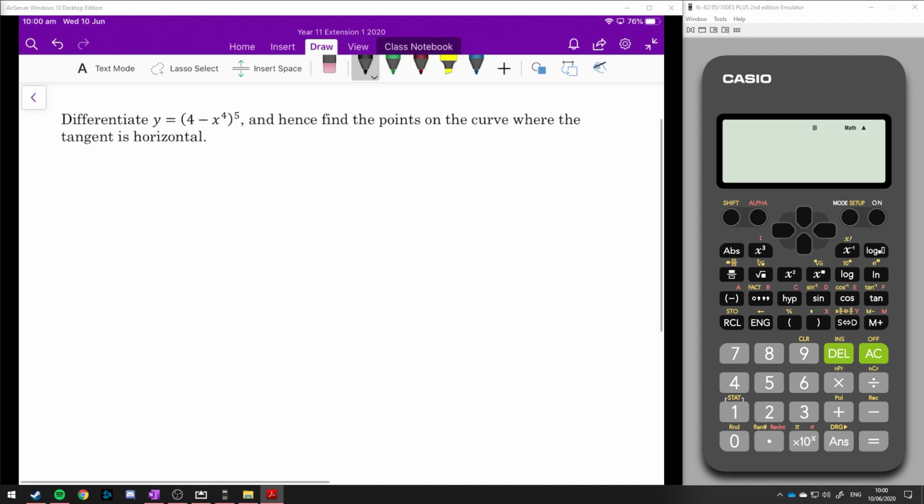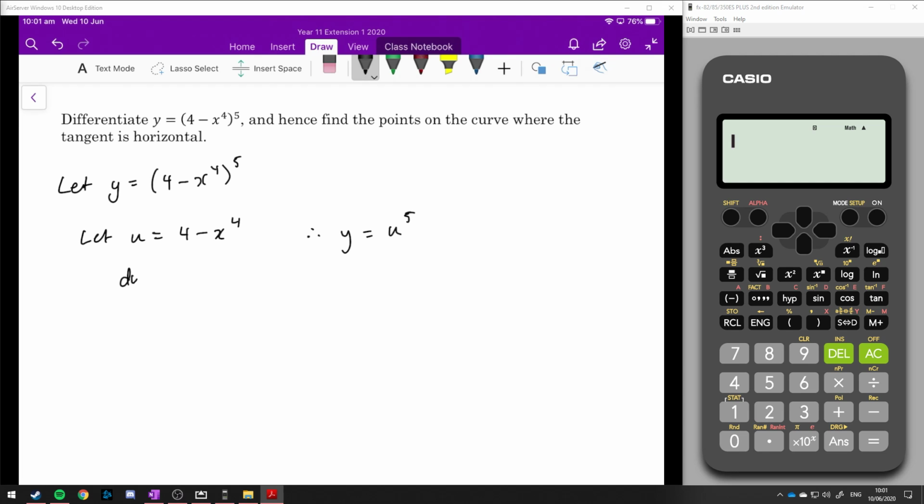So what we're going to do is differentiate y is equal to 4 minus x to the power of 4, all to the power of 5, and hence find the points of the curve where the tangent is horizontal. So we're going to start off by letting y be equal to (4 minus x to the power of 4) to the power of 5. By doing so, we can then let u be equal to 4 minus x to the power of 4, and therefore y will become u to the power of 5.